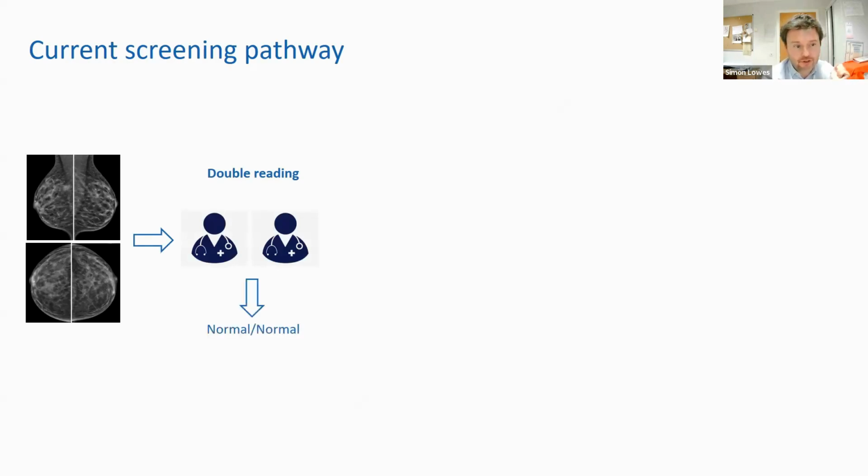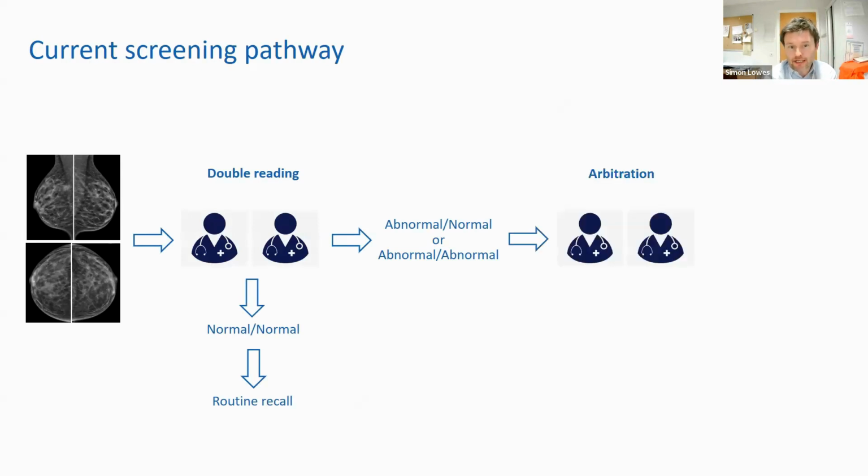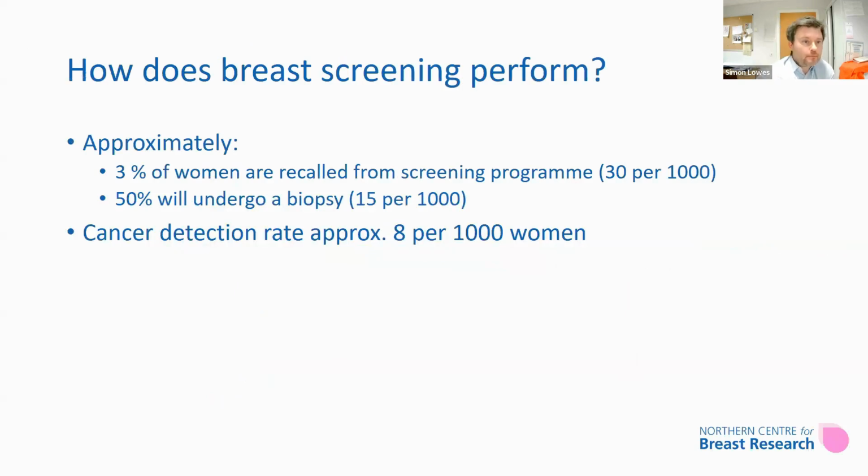If they both agree that everything's normal, then the patient will go to routine recall. If one of the readers or both readers agree that there's an abnormality on one of the mammograms, then it goes to another step, which is arbitration. So either a third reader or ideally a team of experienced readers will then review those abnormal mammograms and decide whether it's appropriate to push that patient back to routine recall, or whether they need to come back to one of our assessment clinics.